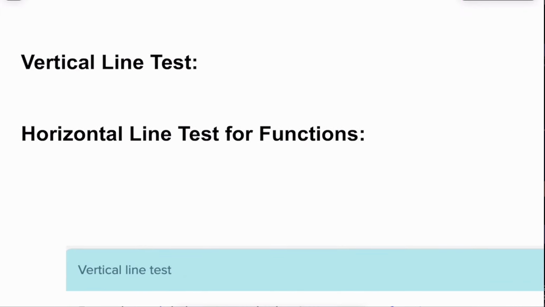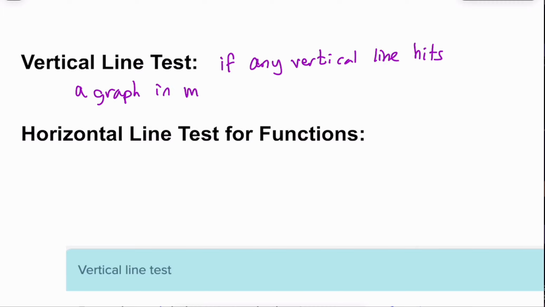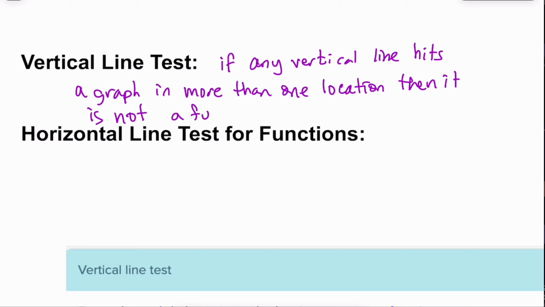But one of the most helpful tools for us to find whether something is a function or not is to look at the graph and do what's called a vertical line test. Now, the vertical line test basically says that if any vertical line hits the graph in more than one location, then it is not a function. So if you can draw any vertical line at all, and if it hits the graph in more than one spot, then it is not a function. Now, why is that? Well, that means that your x repeated itself.